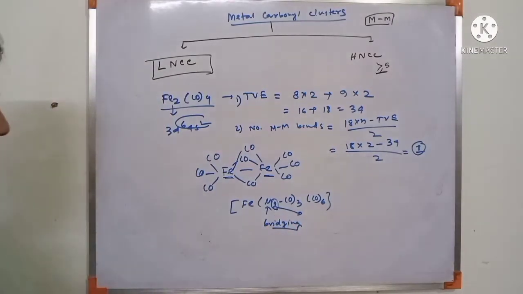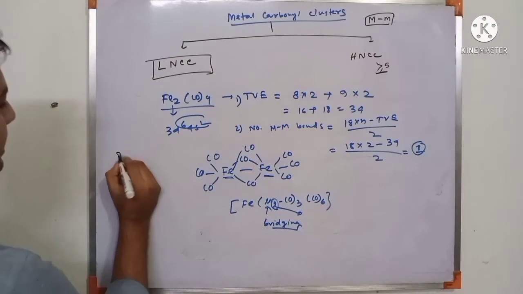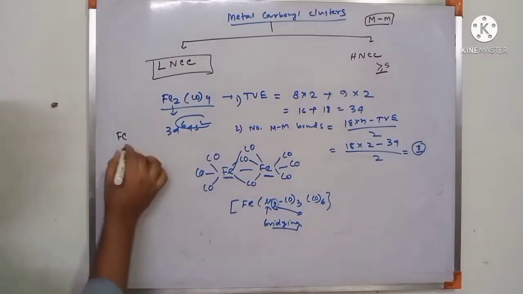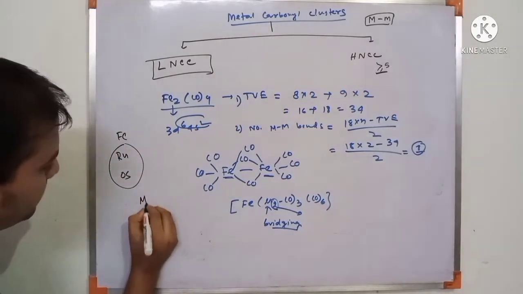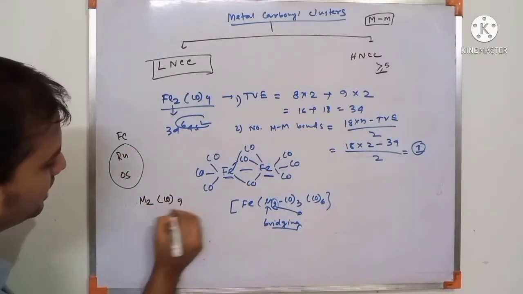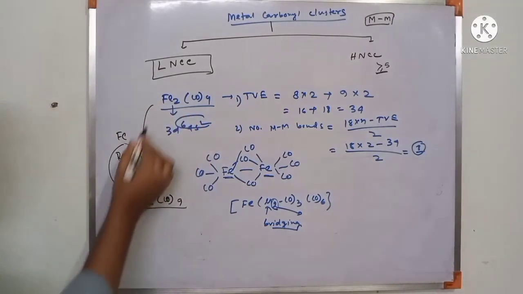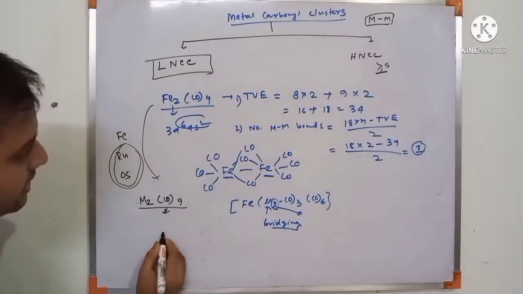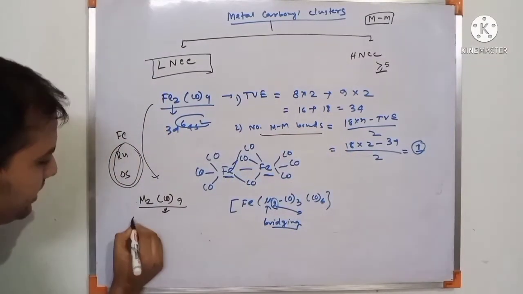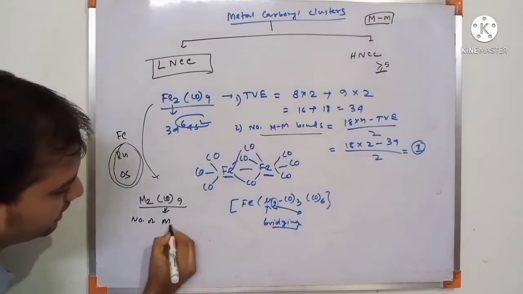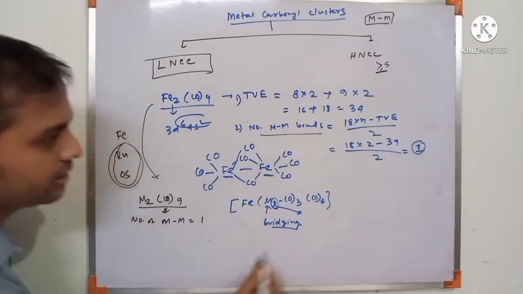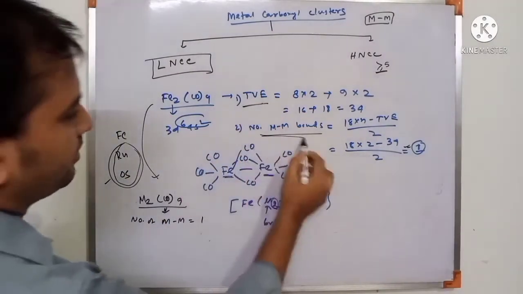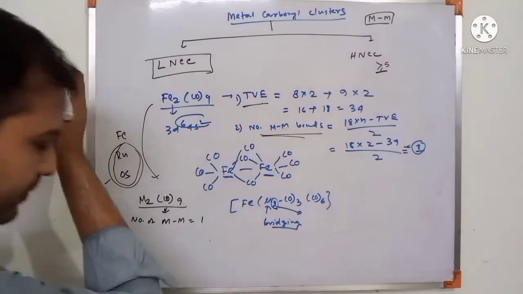Now in the case of ruthenium and osmium, we know iron, ruthenium, osmium are the same group metals. In the case of ruthenium and osmium, the same complex is M2(CO)9, with iron replaced by ruthenium or osmium. So the structure is similar. There is a metal bond; number of metal bonds equals 1. That is similar because total valence electrons are the same, and the number of metal bonds is the same because the ligands are the same.